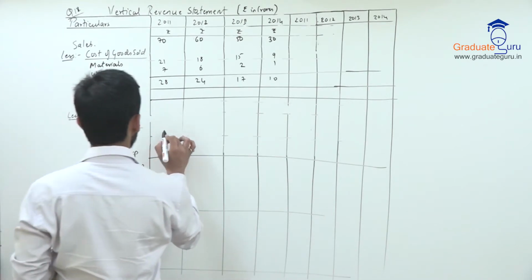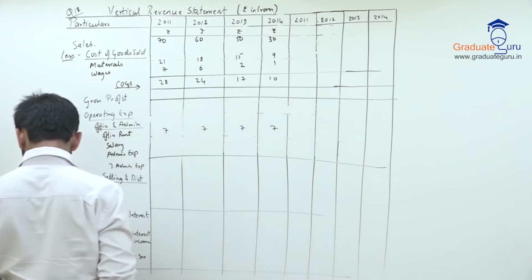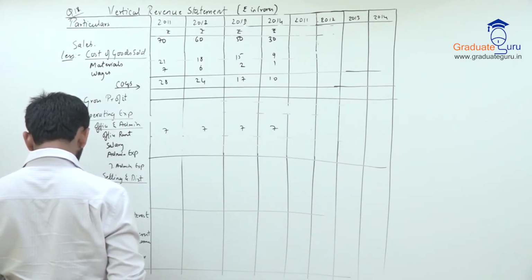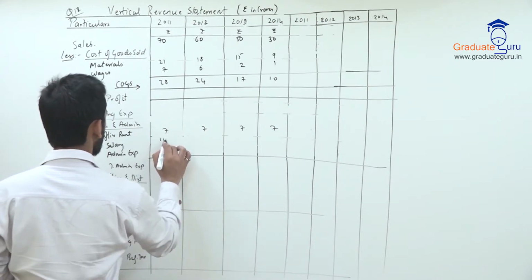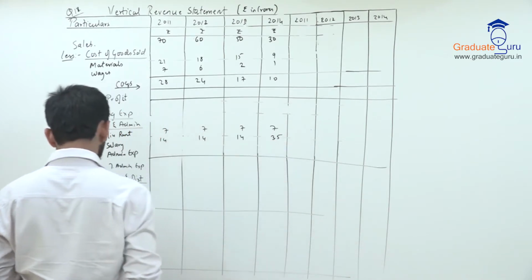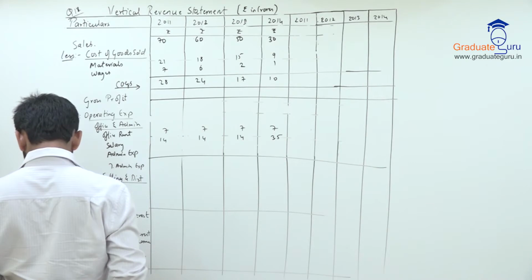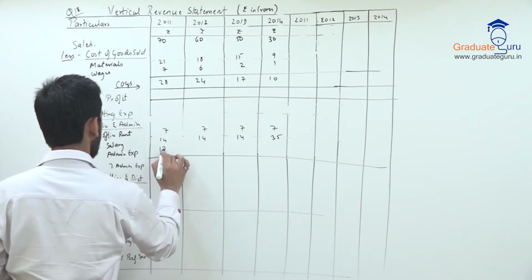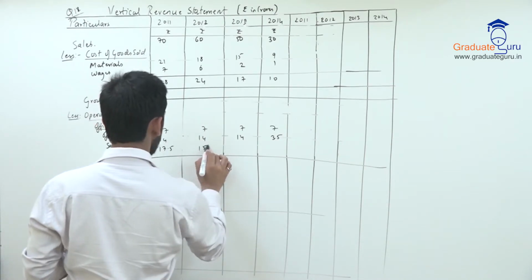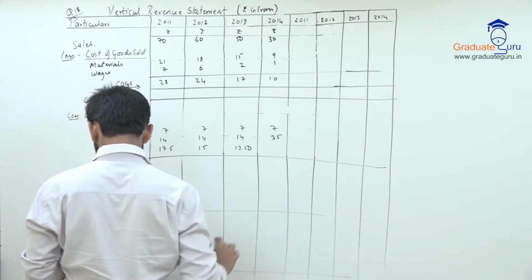So for the office rent it was 7.7.7.7. Okay, and of course rent has to be the same for other years, right? There's no change in the rent. Salary 14, 14, 14 and 3.5. Admin expenses 17.50, 15, 12.50 and 7.5.